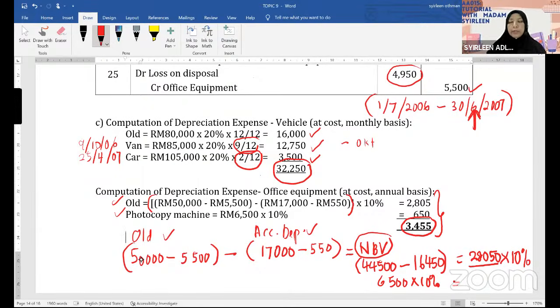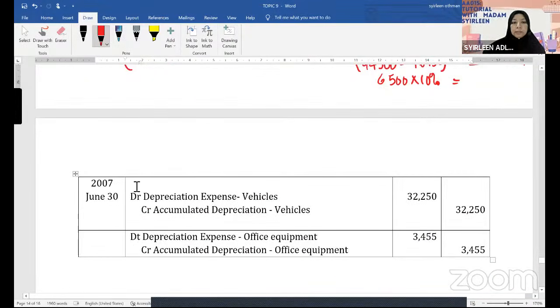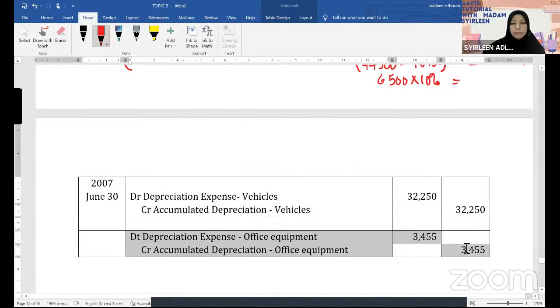Okay, alright. Baru boleh buat ledger. Boleh buat dari awal lah, tapi saya tunjuk dulu supaya you tak pening. Alright, so saya punya depreciation expense is this. This is for my vehicle and this is for my office equipment. Okay, alright.